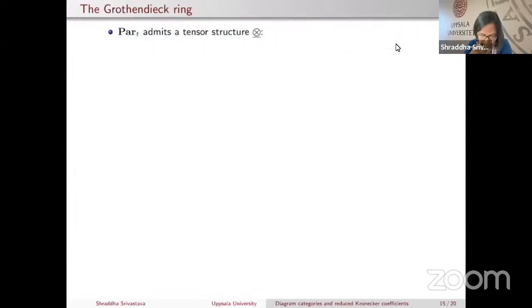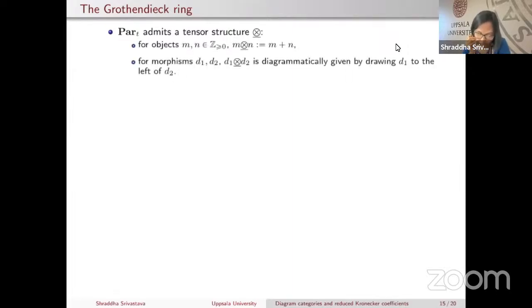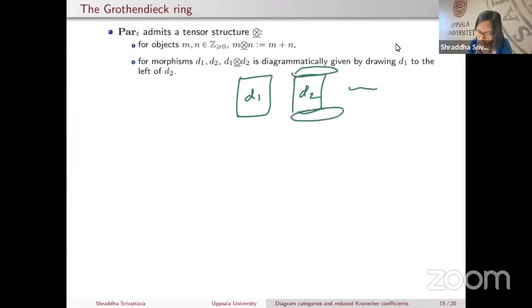Okay, so now we are going to discuss the ring structure of the Grothendieck ring of some appropriate Grothendieck group. Before that, we first observe that the partition category is a tensor category. This appeared in the work of Deligne. For the objects, which are integers, the tensor product is given by their sum. And the tensor product for the morphisms is also quite intuitive. We just put D1 here, D2 here, and then reindex the vertices of D2 to get a diagram morphism.